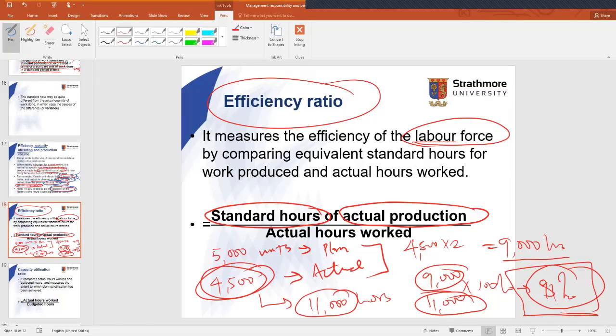If you get a ratio greater than 100%, let's say you get 105%, what does it indicate? It indicates that this company is very efficient, in that they took fewer hours to make the output. So any ratio less than 100% indicates inefficiency in this company's labor force.